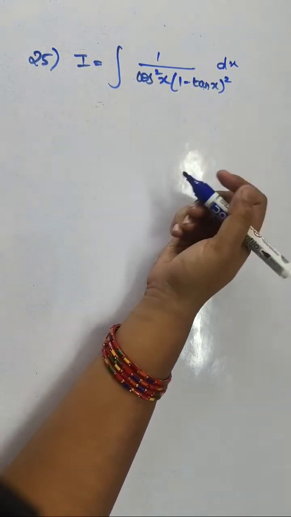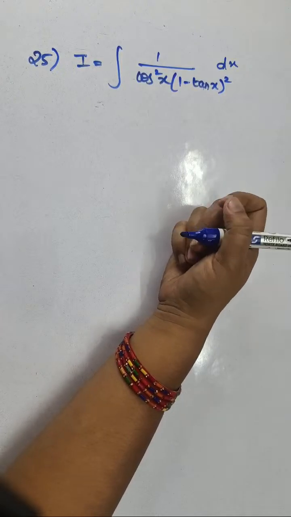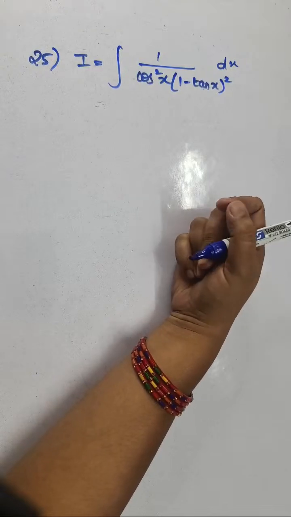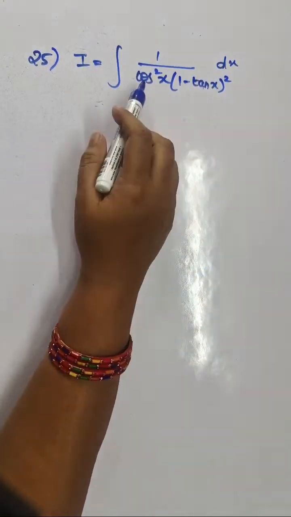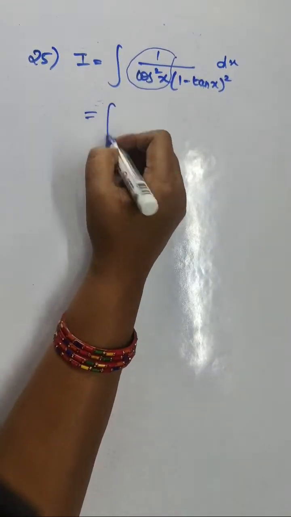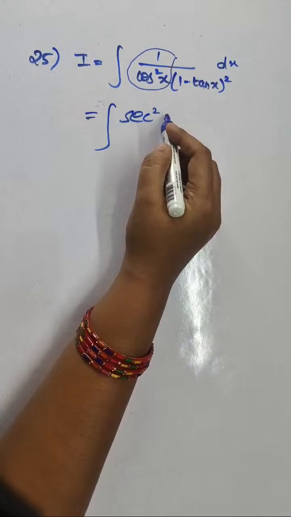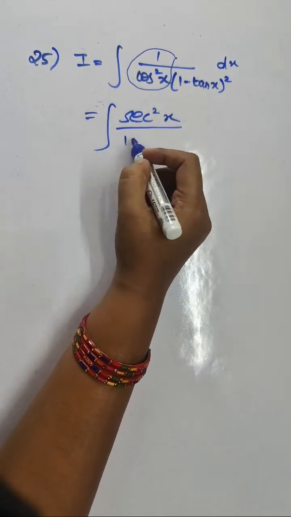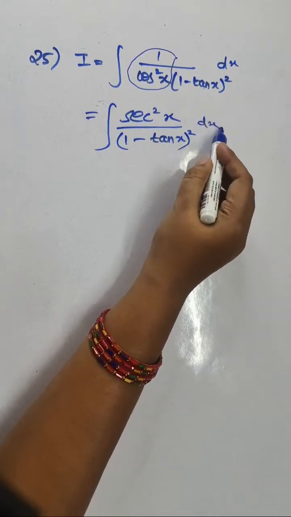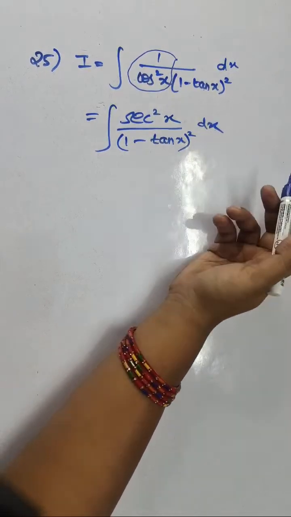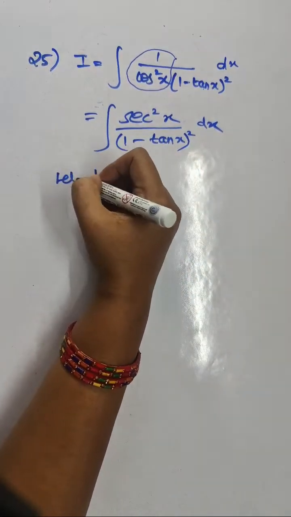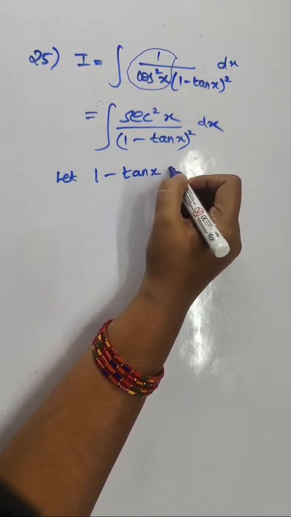So here you have to think which term we have to take as t, so that it is easy for us to substitute. So can we take this 1 by cos square as secant square x? So that will become secant square x by 1 minus tan x the whole square. And if we take tan x as t, differentiation will get it as secant square. So now we take, let 1 minus tan x equal to t.